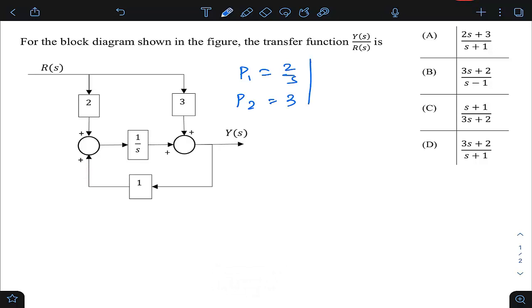And how many loops are there? There is only one loop, I can see this one. What is the gain of this loop? This is your 1 by s. But is it a loop? It's not a loop, because I cannot go this way then.